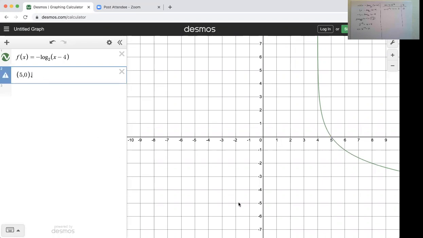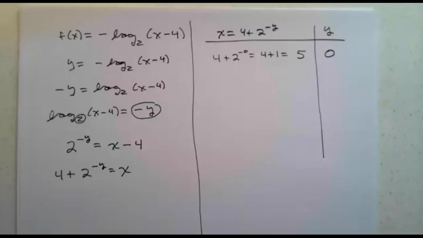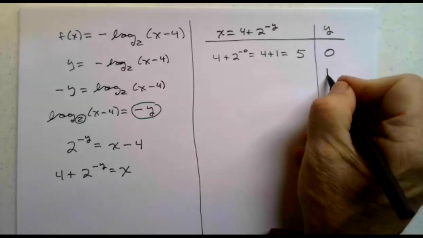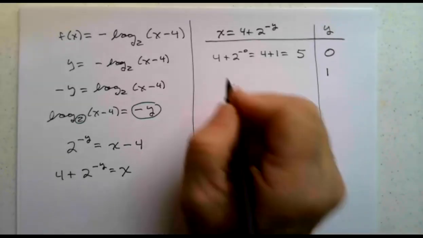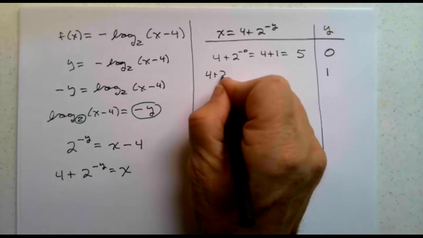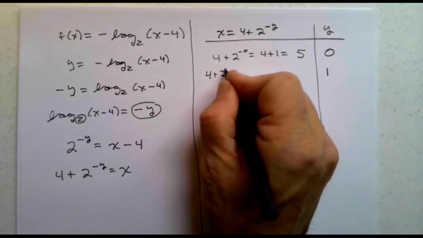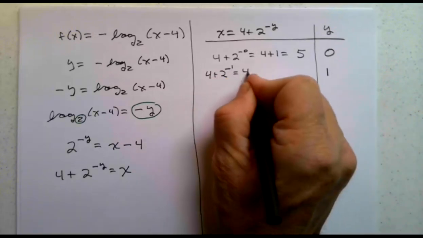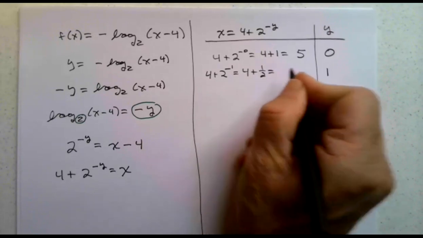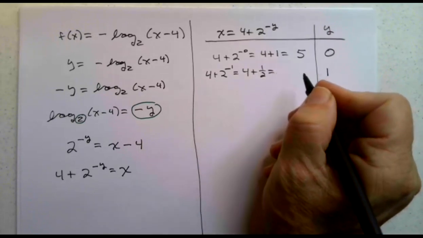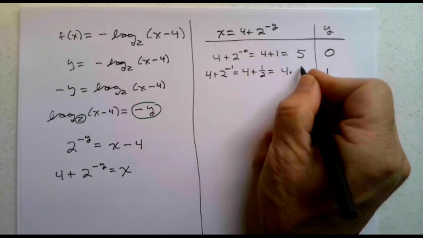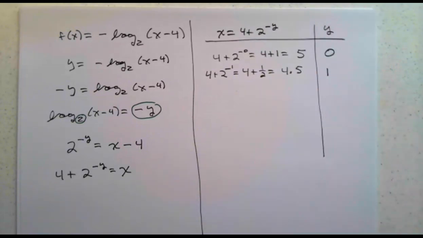Next up, let's plug in a y of 1. So I get x is 4 plus 2 to the negative y, 2 to the negative 1. That's 4 plus 1/2. That's 4 1/2. So let's see if 4.5, 1 is on that graph.